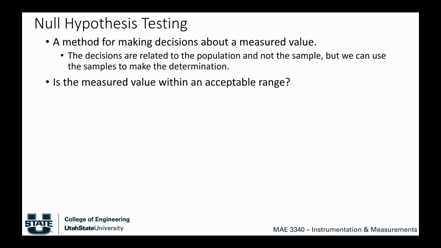So null hypothesis testing is a method for making decisions about a measured value, and those decisions are related to the population and not the sample, but we can use samples to make the determination. That's pretty important for us to be able to do, since most of the time we're going to be taking samples from a population. And it stands for questions like this: is the measured value within an acceptable range?